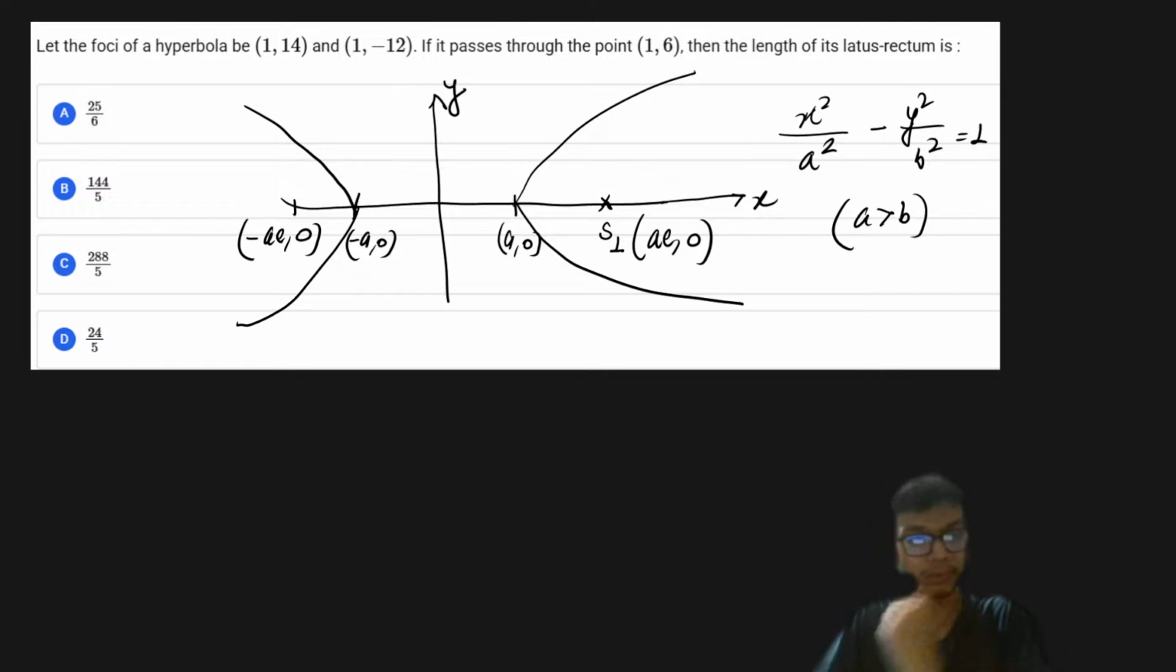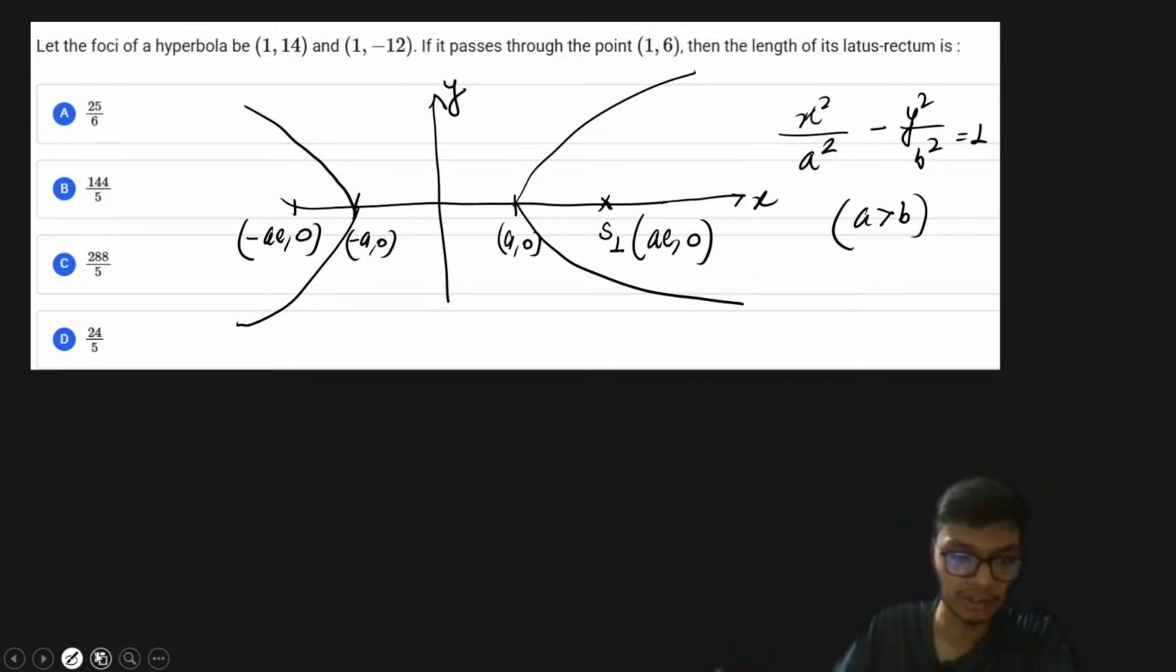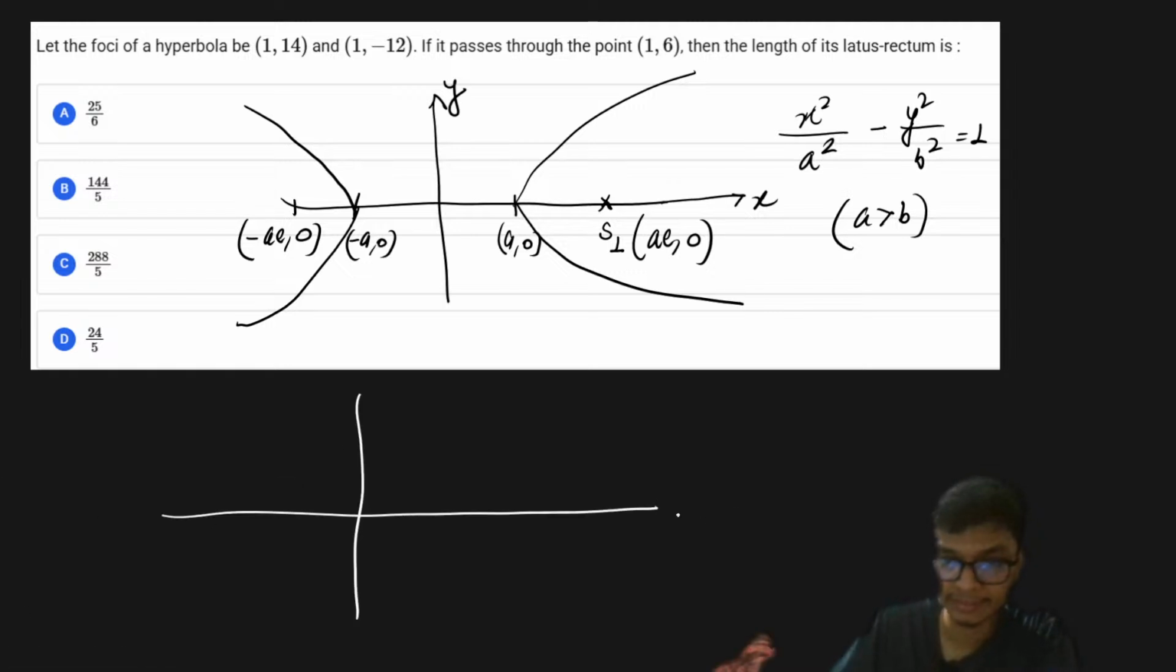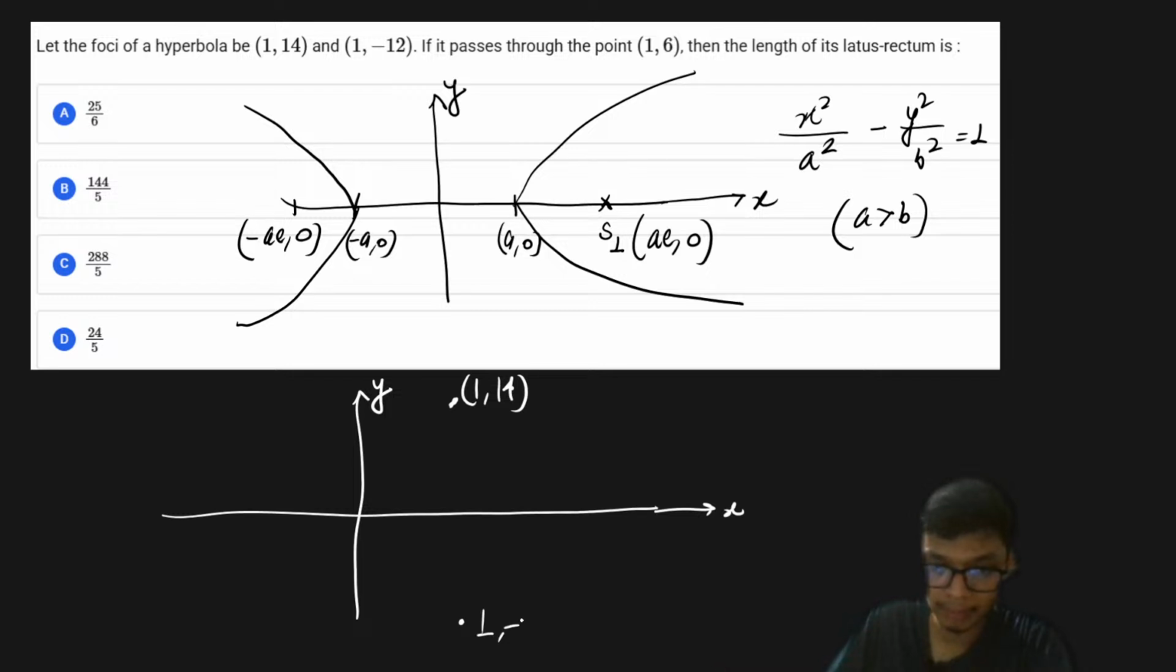Now it is said that the foci of the hyperbola are given as 1 comma 14 and 1 comma minus 12, right? If you look at the way the coordinates are defined, it is always helpful to draw the x and y axes and then plot the points of the foci. So 1 comma 14 is here, and 1 comma minus 12 is also given as a focus of the hyperbola. The foci will always lie on the major axis, so in this case the major axis is not the x-axis.